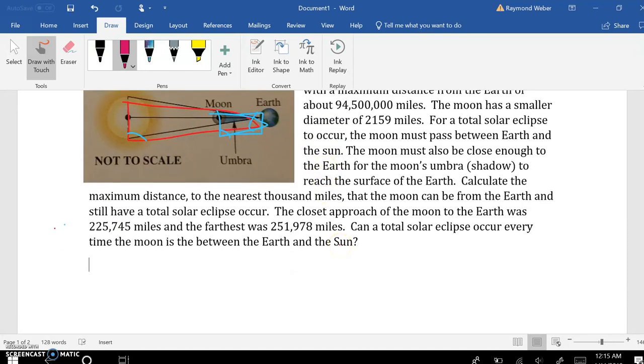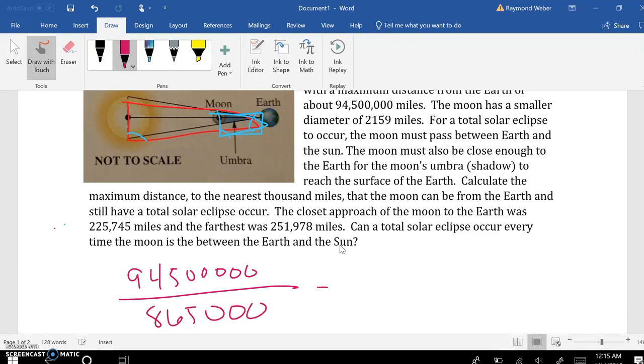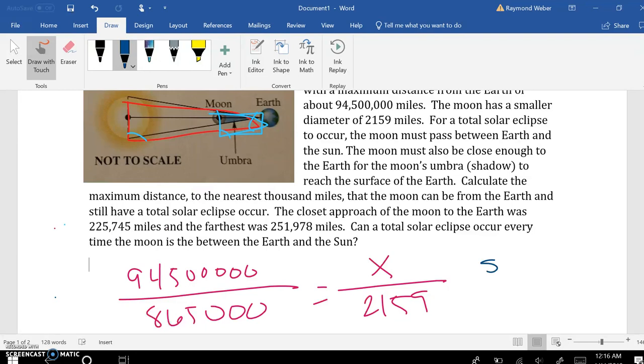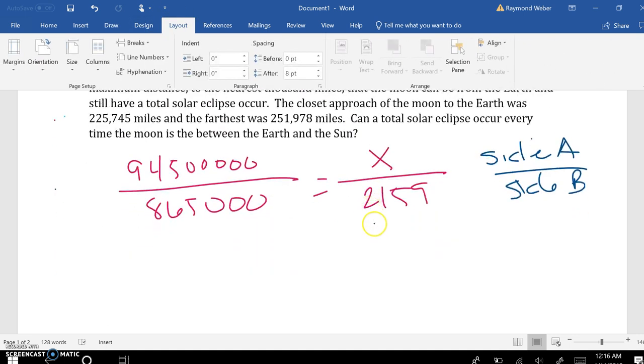So in the larger triangle, the straight line is this 94.5. And then I've got my diameter, which was 865,000. And then in my smaller triangle, this is what we're searching for, and this is 2159. As a note, if you flip-flop these, it doesn't matter. The only thing that does matter is that you're consistent about which side is which. So both of these in the numerator are my length, both of these in the denominator are my diameter. It matters that they match up, but it doesn't matter if I flip the order, this would still work out.